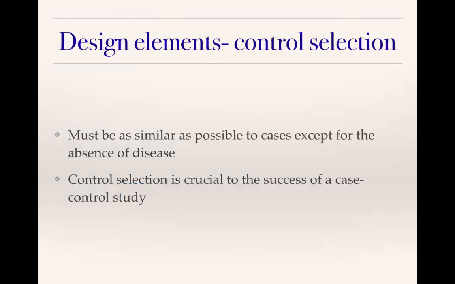Move on to looking at the importance of the control selection. So the controls that are selected must be as similar as possible to the cases, except that they don't have the disease, which is why obviously they're selected as a control. And it's really crucial to the success of the study. Ideally, the control group should be a random sample of all non-diseased people, or people who don't have the outcome of interest, drawn from the same population as the cases, but have the same potential for the exposure as the cases have had. So that's the ideal example.